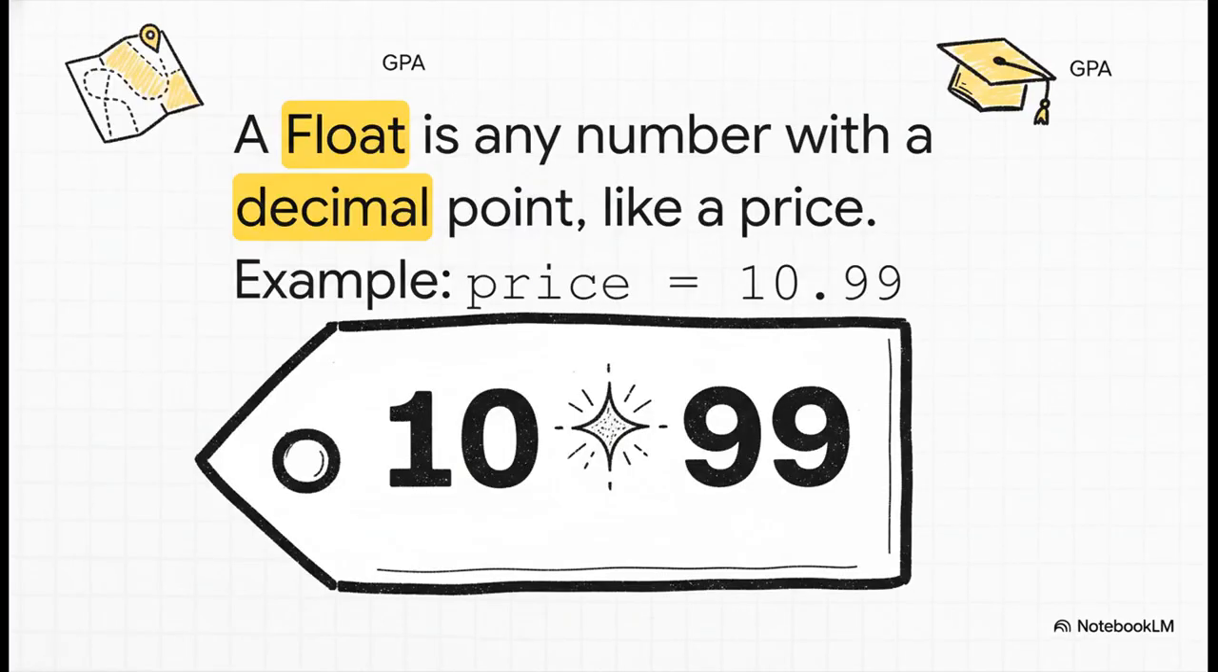Next, we've got floats. A float is just any number that has a decimal point. So it's perfect for stuff like a price, or maybe a GPS coordinate, or a GPA. Anytime you need that decimal precision, you're looking at a float.